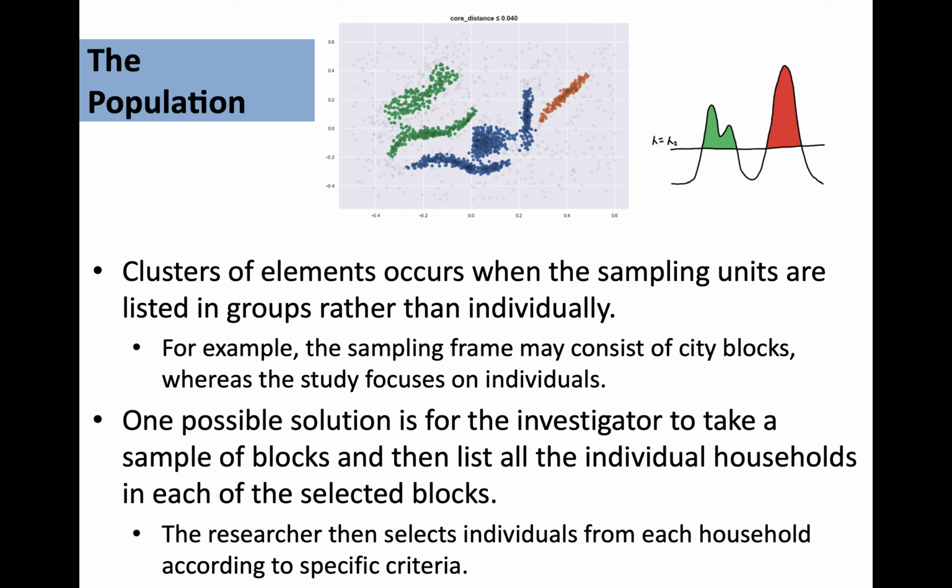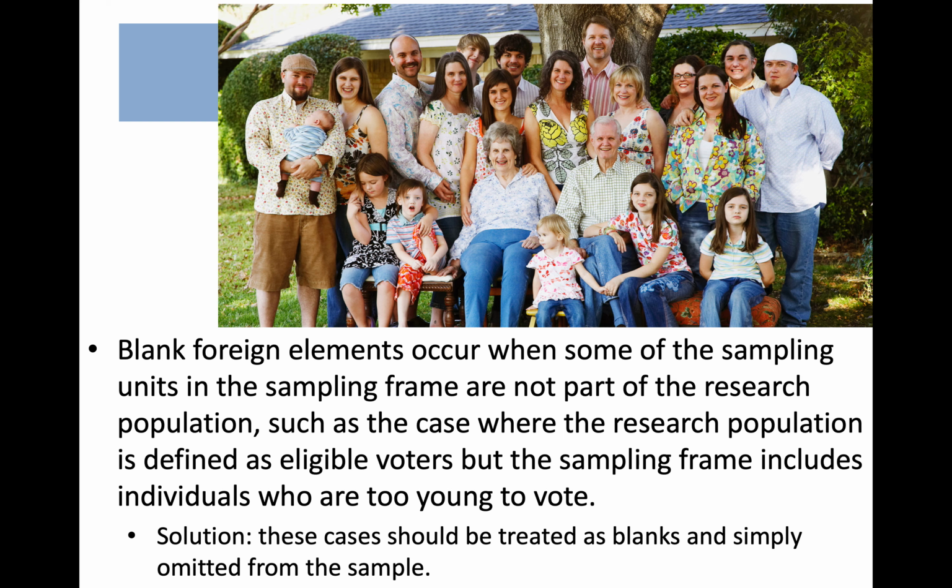Clusters of elements occurs when the sampling units are listed in groups rather than individually. For example, the sampling frame may consist of city blocks, whereas the study focuses on individuals. One possible solution is for the investigator to take a sample of blocks and then list all the individual households in each of the selected blocks. The researcher then selects individuals from each household according to a specific criteria.